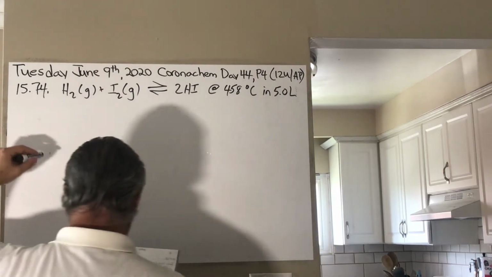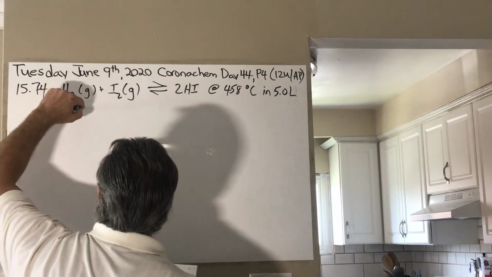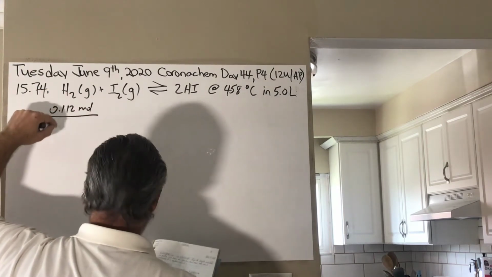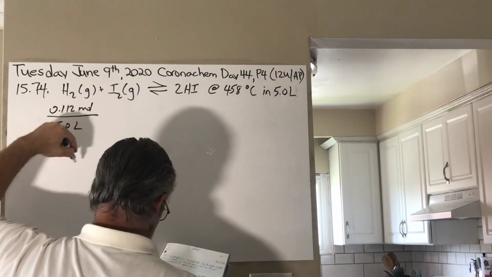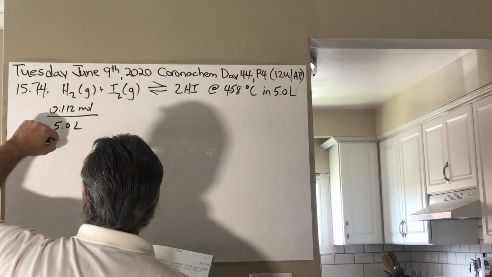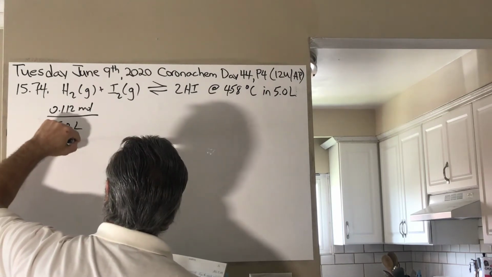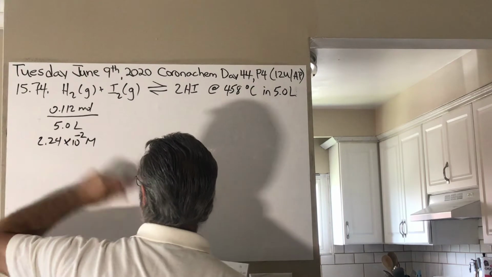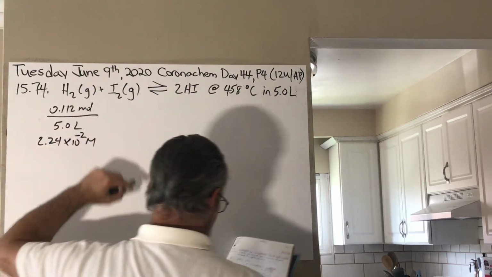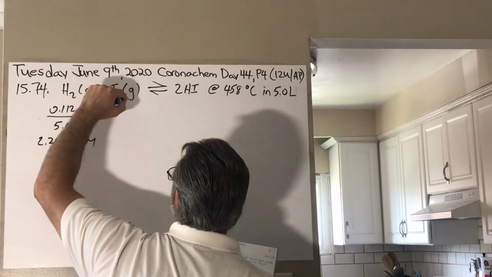So you initially have 0.112 moles of the hydrogen in the 5-liter container. So that's going to be 2.24 times 10 to the minus 2 molar concentration, moles per liter. Same thing for the iodine gas, iodine vapor.